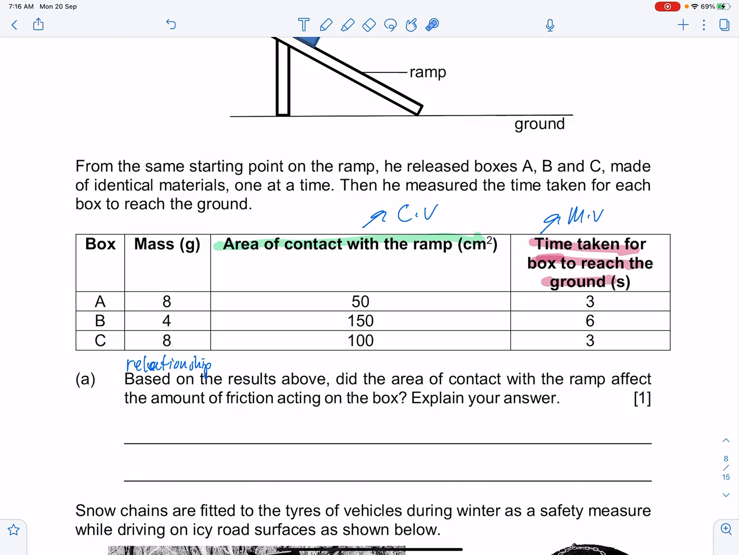the correct experiment to look at. So the two correct experiments to look at would be A and C, because both the mass is actually the same. The only difference is the area of contact. So in this case, I would say that it has no effect, correct? Because when both the mass is at 8, the time taken for both is 3, even though both of them are of different area of contact.